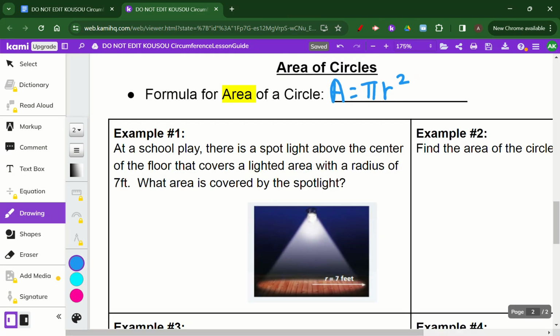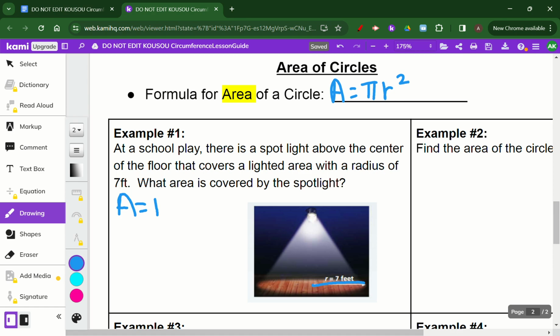Alright, so example 1 here. At a school play, there is a spotlight above the center of the floor that covers a lighted area with a radius of 7 feet. What area is covered by the spotlight? Alright, so we are given the radius here of 7 feet. So we're going to start with our formula.